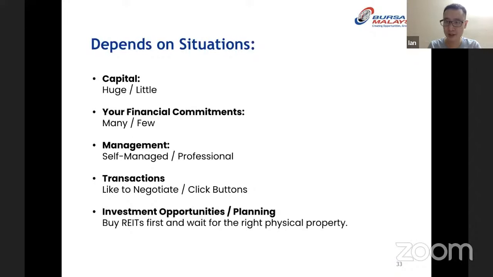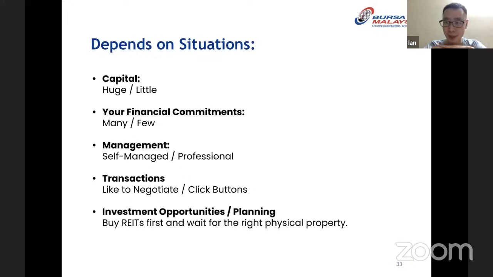you don't have the capacity to go to the bank to obtain more loans, and you have a not so good CCRIS and CTOS score, then I would say maybe REITs will be more suitable for you. And then next, when it comes to property management, if you choose to self-manage your property, then of course physical properties will be your thing. If you like it better that the properties are being professionally managed, then you may want to consider starting a REIT portfolio.